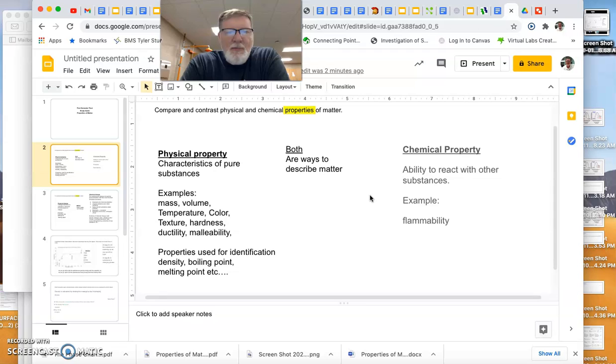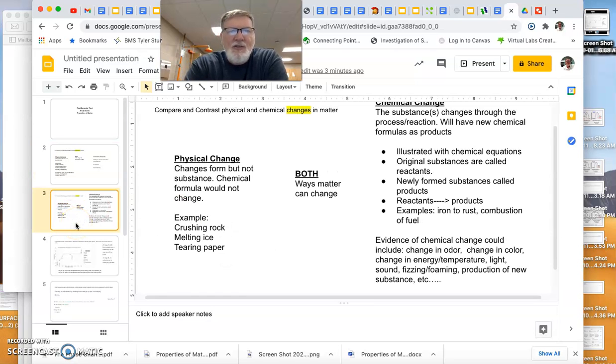There are some physical properties that are more useful, and we call them characteristic properties, and they're used to identify substances. And examples of those would be density, boiling point, melting point, etc. Both physical and chemical properties are ways to describe matter.